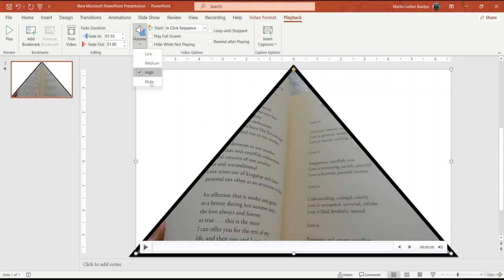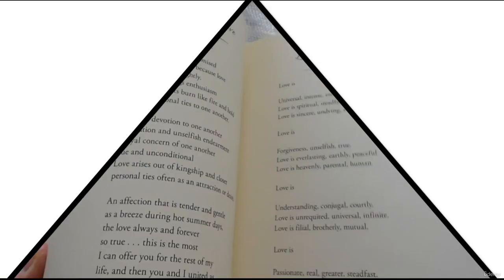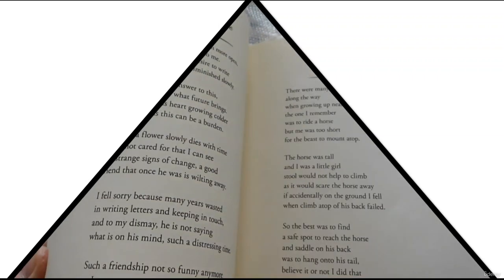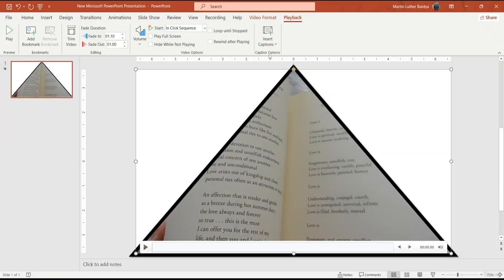If you want to fix the volume, you can also do that. You can mute it, you can add in high, medium, or low. Then let's go to presentation mode. And now you can see the video is not playing, so you have to click on it and then it will play. But if you don't want to do that, I'm going to press escape. Then what you're going to do is select play full screen and hide while not playing. And let's say not on click, but automatically.